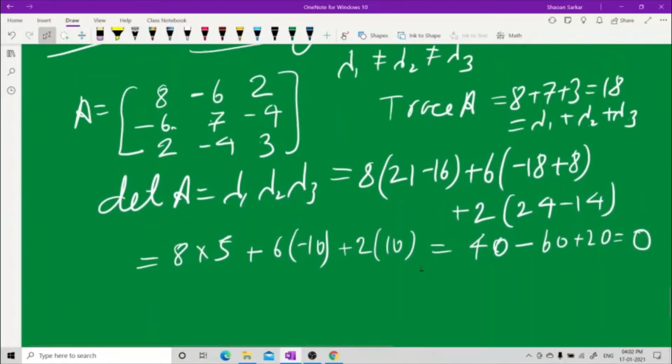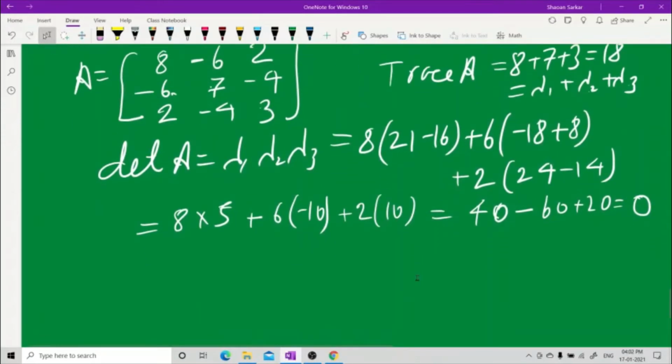So now I know the equation. I know all that equation. I'm not rewriting. I have lambda cubed minus trace A, trace A is 18, lambda squared. Now plus A11. A11 is how much? Let me find out. A11 is 21.